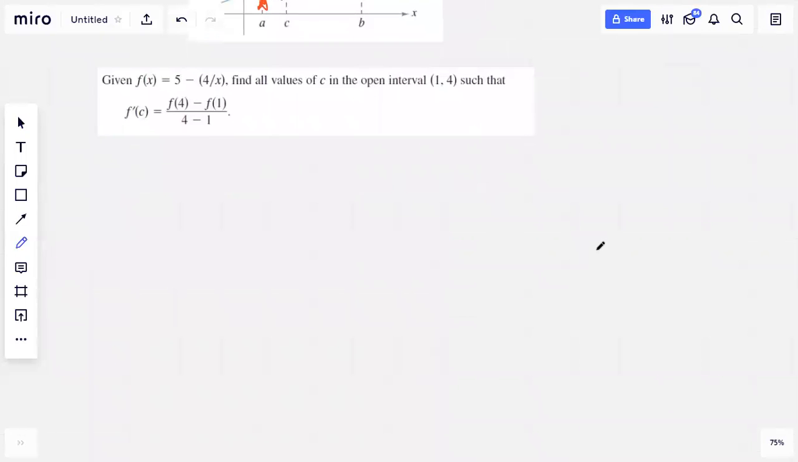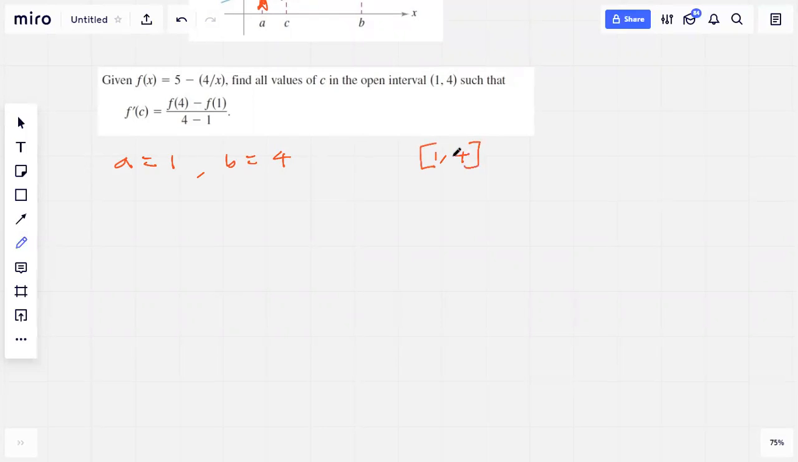So here, given f of x is 5 minus 4 over x, find all values of c in the open interval (1, 4) such that the derivative of the function at c, or f prime of c, is equal to f of 4 minus f of 1 over 4 minus 1. In here, a is equal to 1 and b is equal to 4. Our open interval is (1, 4).